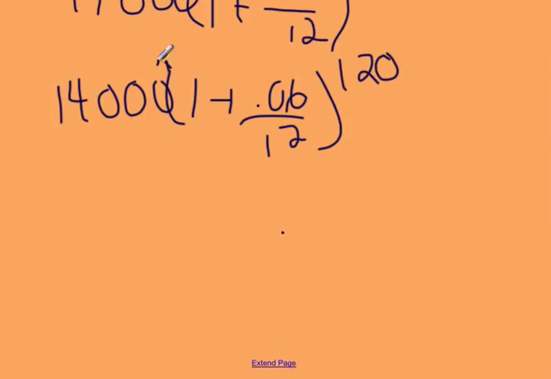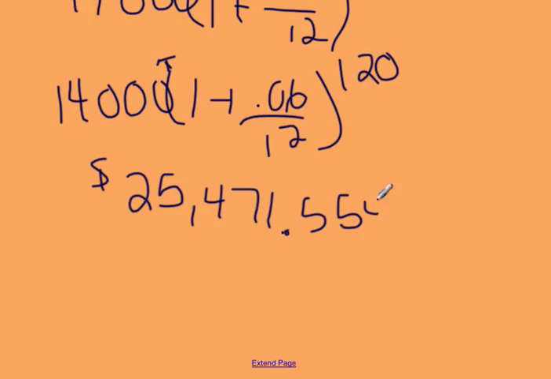Remember, if you're using the crappy ones, to put a times symbol outside of the parenthesis. So when you do that, you end up getting 25,471.554. Now, when you're talking about money, you only want to use 2 decimal points.